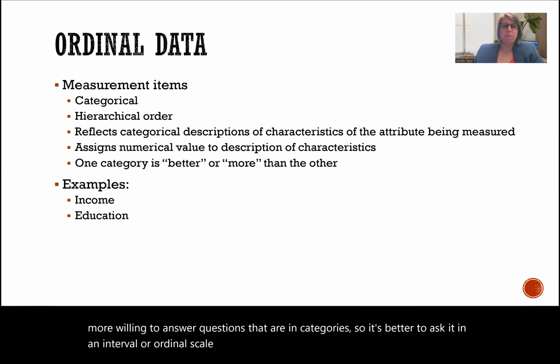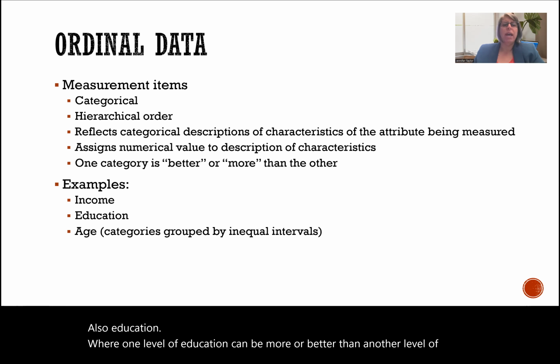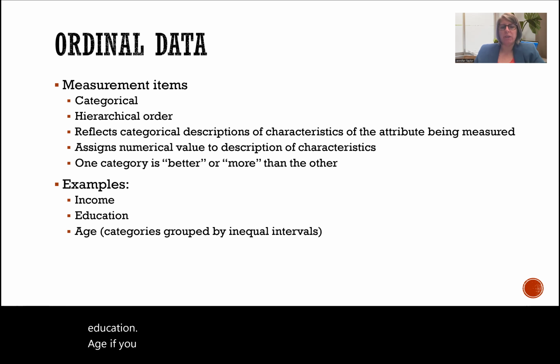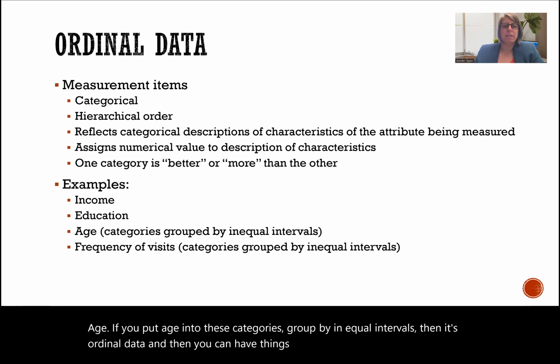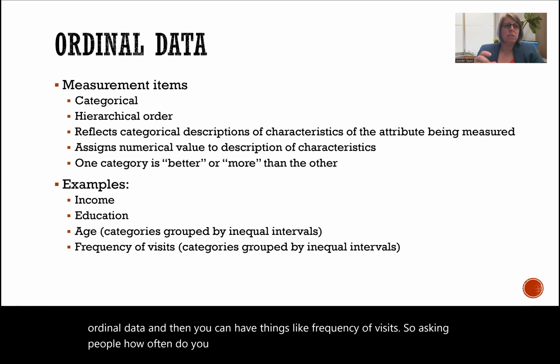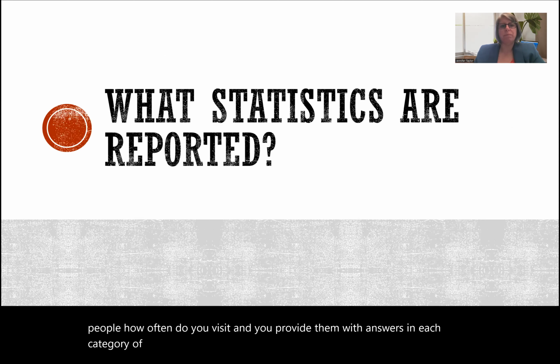So also education, where one level of education can be more or better than another level of education. Age, if you put age into these categories grouped by unequal intervals, then it's ordinal data. And then you can have things like frequency of visits. So asking people, how often do you visit? And you provide them with answers, and each category of answers is an unequal group.